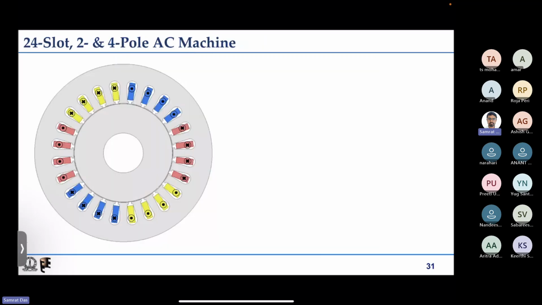Now, can we have four poles instead of two? Is it possible for us to have four poles, and how to do that? We'll briefly look at that.